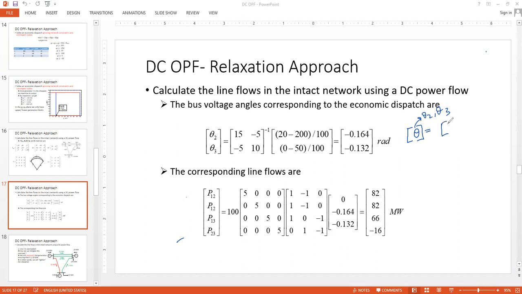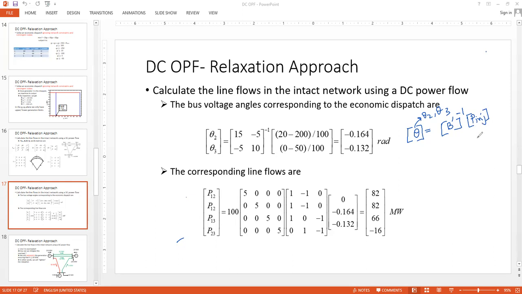Then we have the B prime matrix. The B prime matrix is basically the reduced version of the B matrix. This has been discussed in the DC load flow class. So by now we should know how we are going to get this B prime, and the inverse of that has to be taken, and then multiplied by the P injected matrix or array, and that will give me the theta.